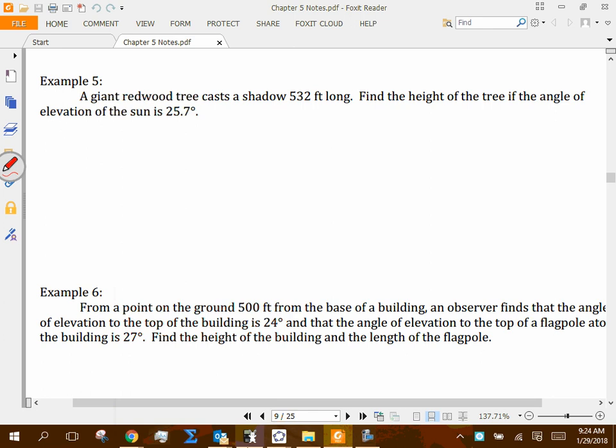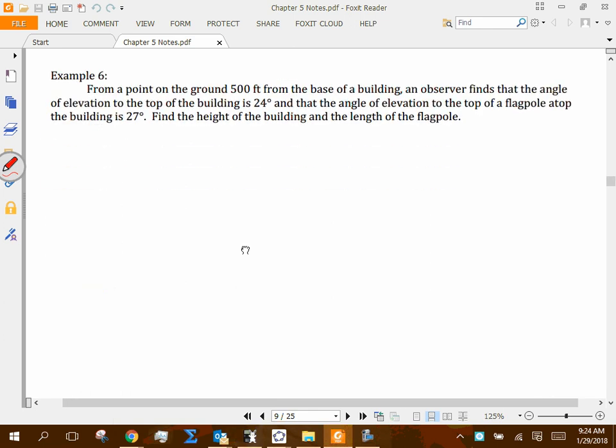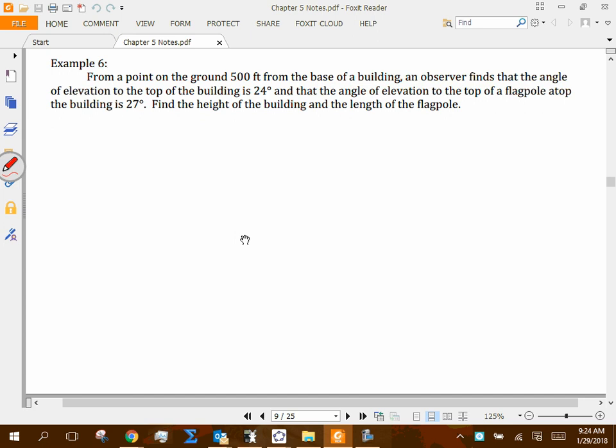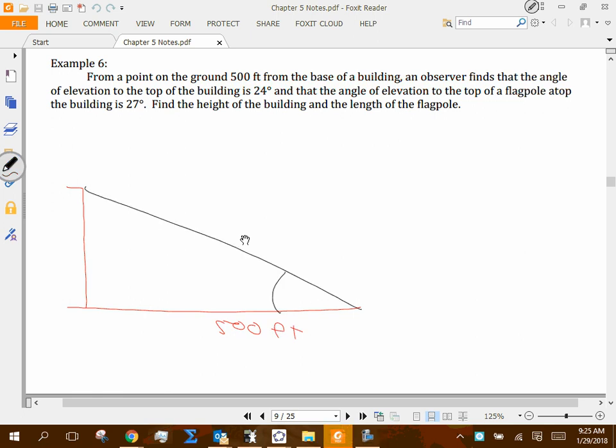All right. Let's do this one here. It says from a point on the ground 500 feet from the base of the building, an observer finds the angle of elevation to the top of the building is 24 degrees. So we've got the building here. The observer is 500 feet away. And our angle of elevation is going to be 24 degrees.